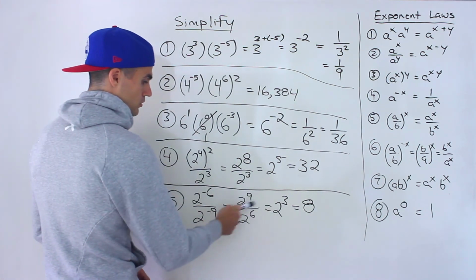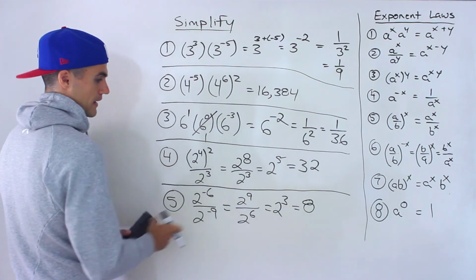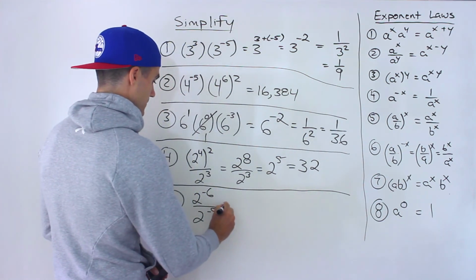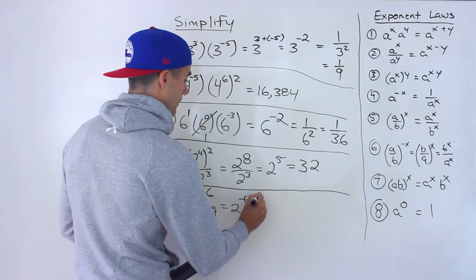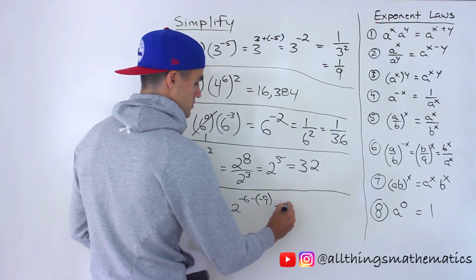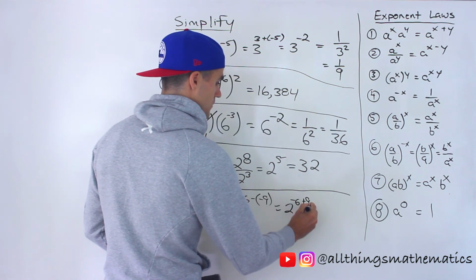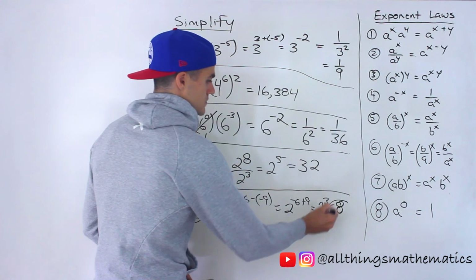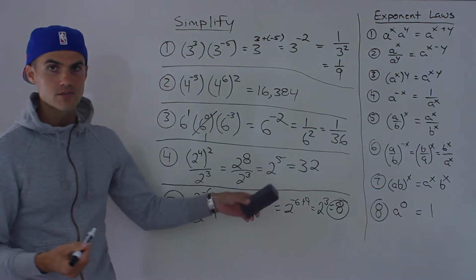Now, this rule over here, you can apply right away with the negative exponents too. So you could have also done 2 to the power negative 6 minus negative 9, like that, which would give us 2 to the power negative 6 plus 9, which would give us 2 to the power 3, which would give us 8. So whichever way you go about it, that final answer there is 8.